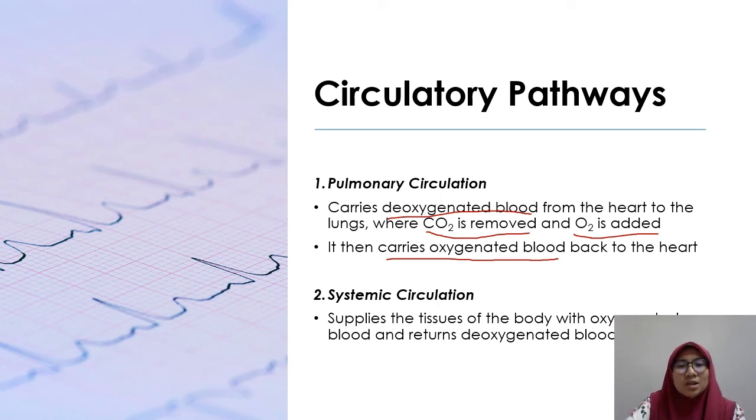Okay, and one more circulation is systemic. Okay, systemic circulation circulate between the heart and the body system or the body tissue. It supplies the tissues of the body with oxygenated blood, okay, and returns deoxygenated blood to the heart. So remember, pulmonary circulation circulate between heart and the lungs. Systemic circulation circulate between heart and the body system.